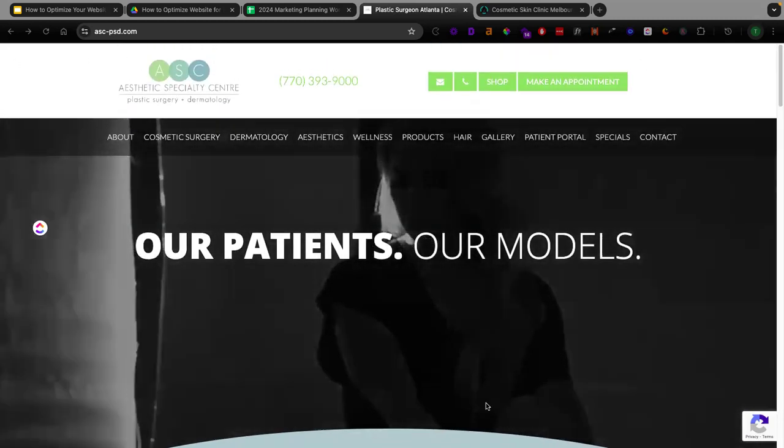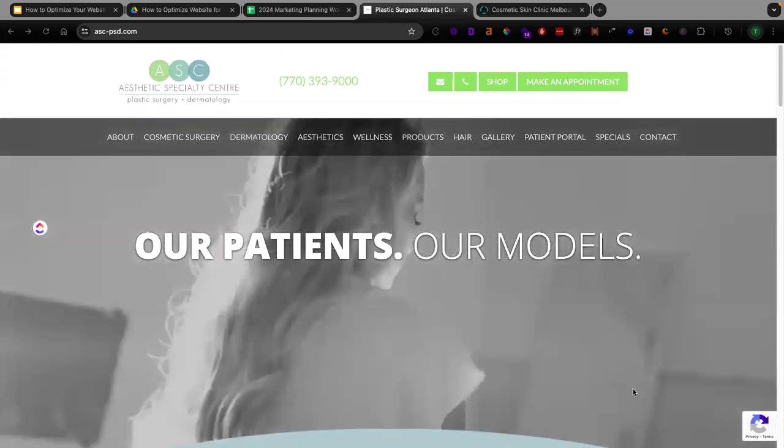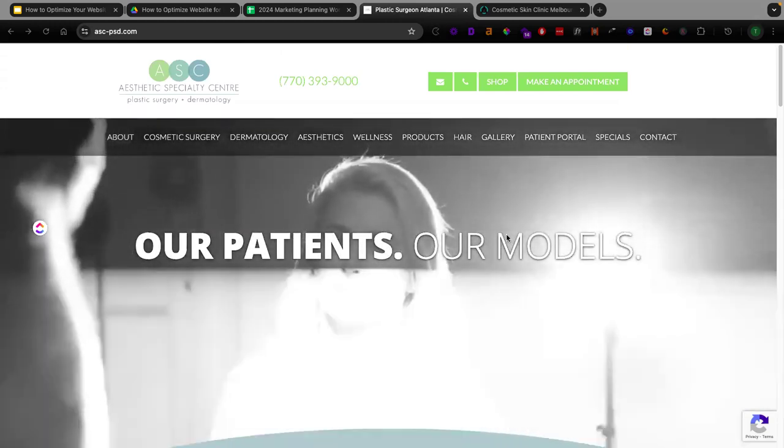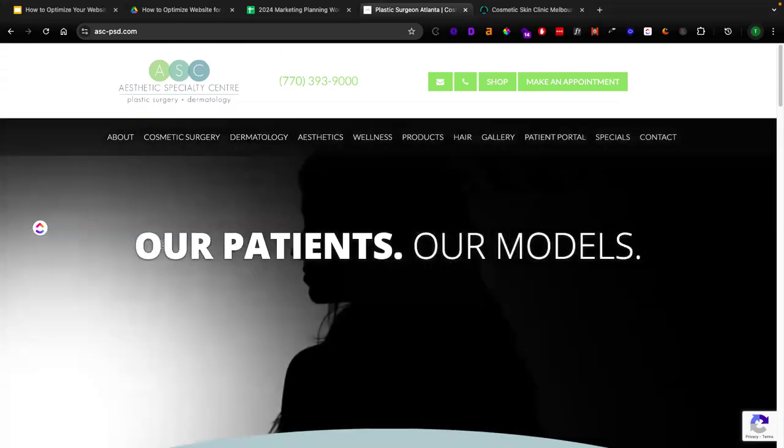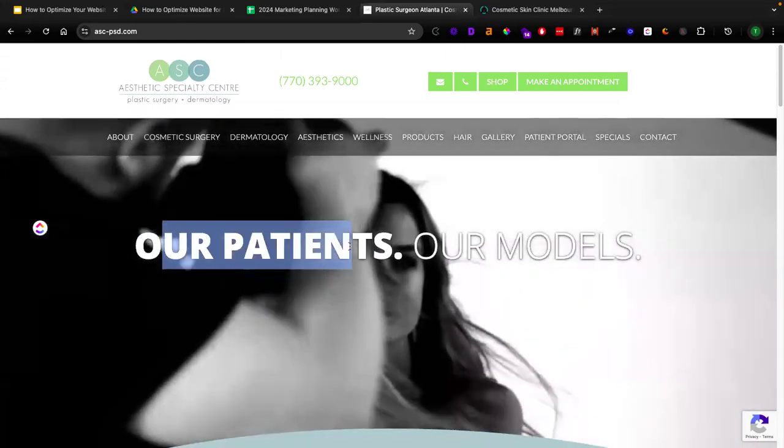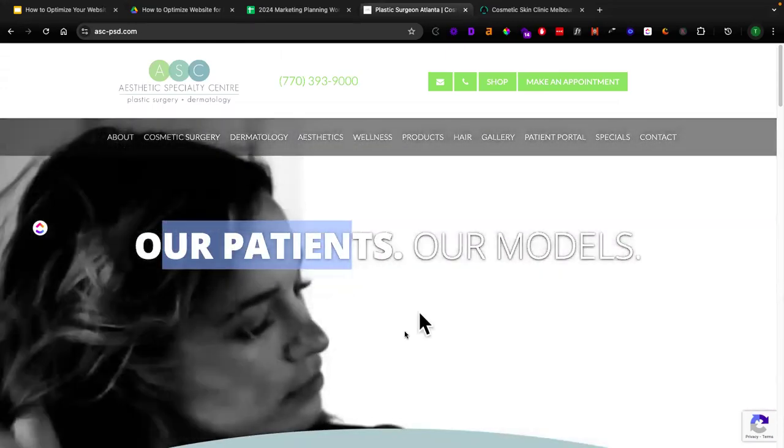So to give some quick insights on this website specifically, what we're looking at here is what's called the hero section. It's basically the section above the fold before you scroll down. A really easy way of improving conversions here is adding a simple call to action right here.